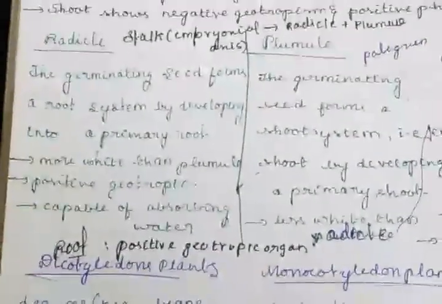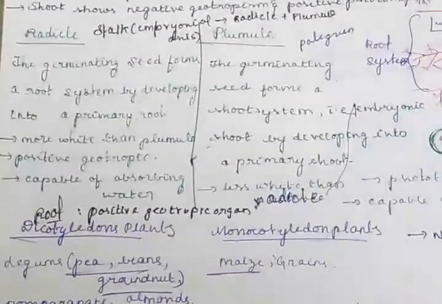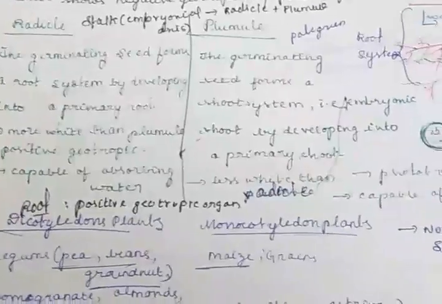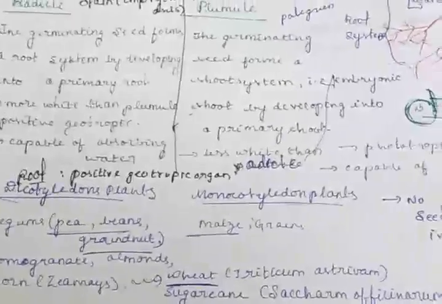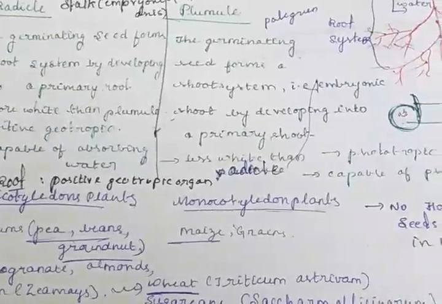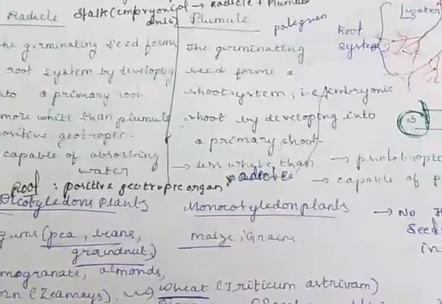The difference between radicle and plumule is shown by me in my notes. The radicle is more white than the plumule, whereas the plumule is less white because it grows towards the sunlight. As chemical reactions occur due to sunlight, it possesses green color, so we may not observe the white color as in the case of the radicle. Radicle shows positive geotropism, as a root does.